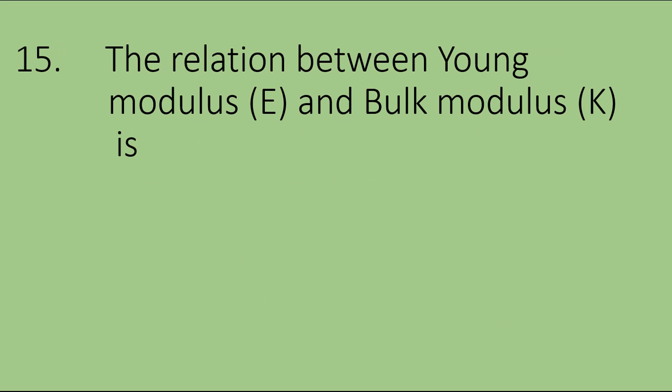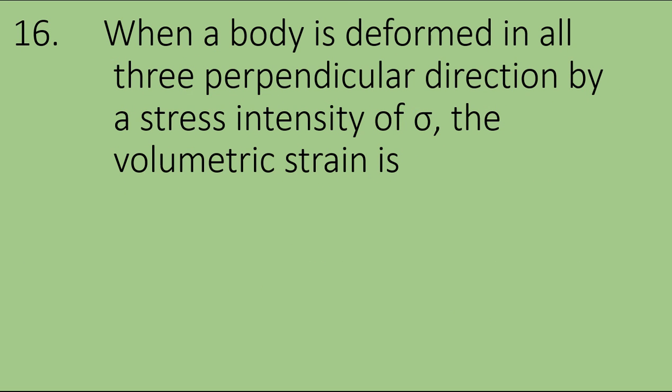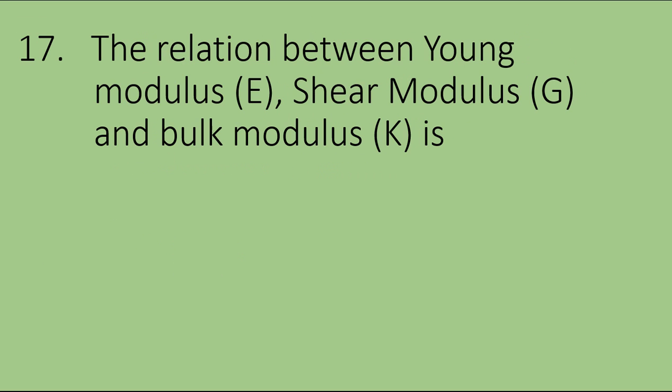15. The relation between Young modulus, E, and bulk modulus K is. Answer: K equals m E by 3 into m minus 2. 16. When a body is deformed in all three perpendicular directions by a stress intensity of sigma, the volumetric strain is. Answer: 3 sigma by E into 1 minus 2 by m.